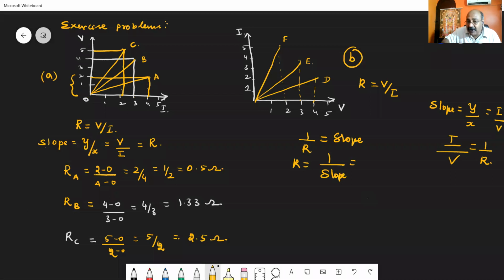So 1 by y by x. In this case, R will be equal to x divided by y. Then we can write R is equal to x divided by y, which is V by I. Do you understand? Are you able to understand what I have told?